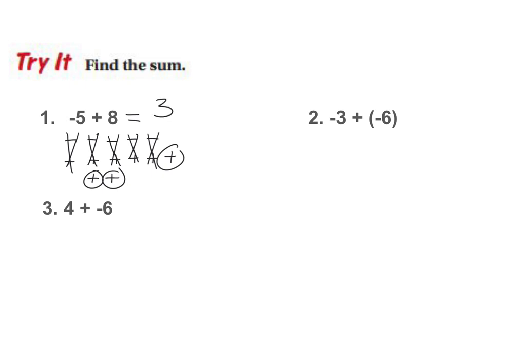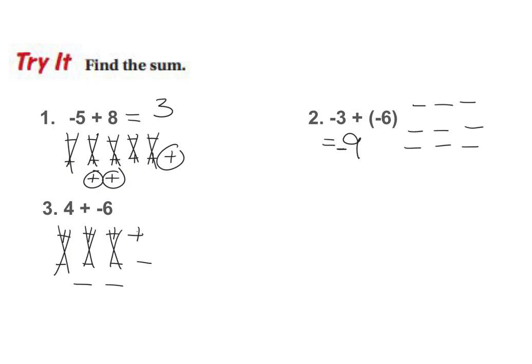For -6 and -3, I have 3 negatives to start, and then I'm adding 6 more negatives. Instead of crossing out this time, since I can only cross out a negative and a positive and I have all negatives, I'm just going to count up how many negatives there are. There's a total of 9 of them, and make sure that we write -9. For 4 plus -6, I have 4 positives and 6 negatives. Crossing out, I get 1, 2, 3, 4, and I'm simply left with 2 negatives.